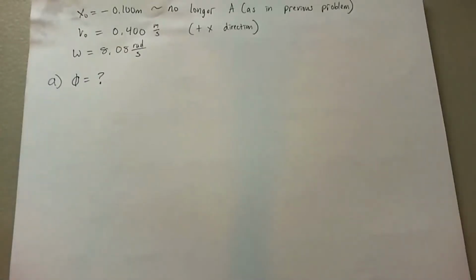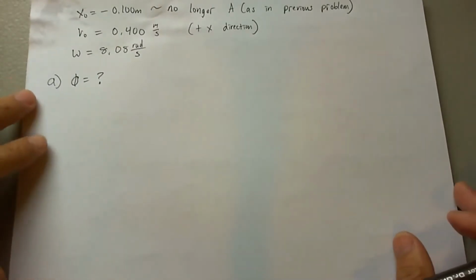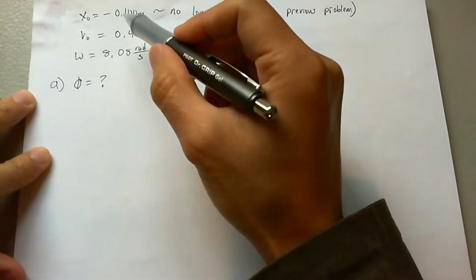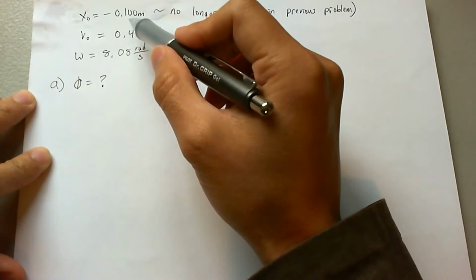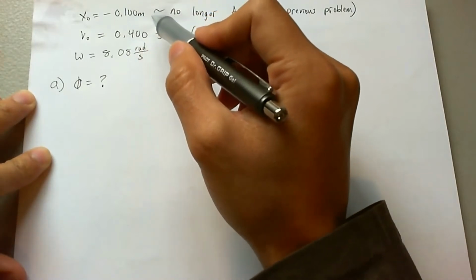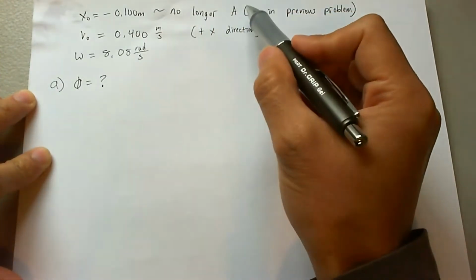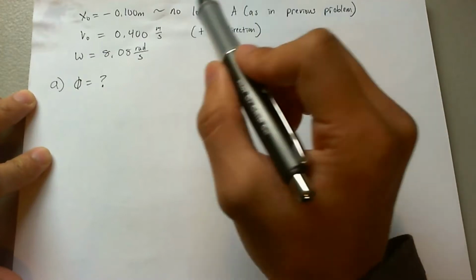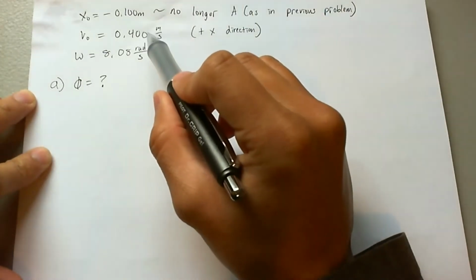This problem is very similar to the previous problem, except now you're giving it a little push. So in the previous problem, you just had a displacement of negative 0.1 meter, and then you released it from rest. So you know that was going to be the largest amplitude it can ever be. Now you're giving it a little push.